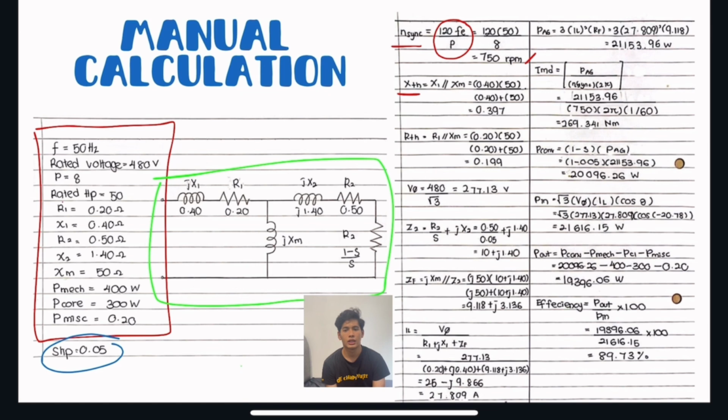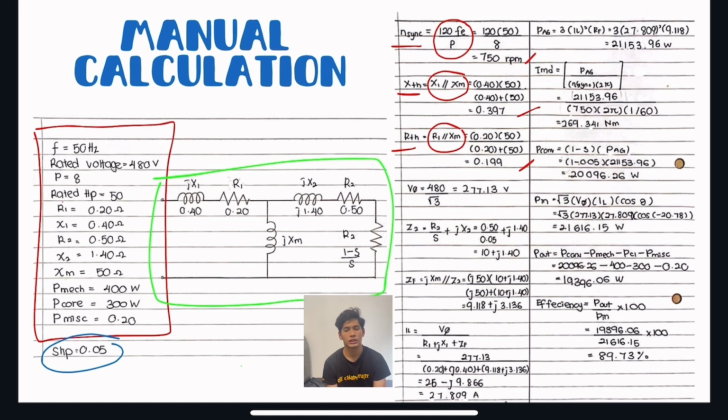Next step is we find X Thevenin, which is X1 in parallel with XM, and we get the answer 0.397. The next step, R Thevenin, which is R1 in parallel with XM, and we get 0.199.